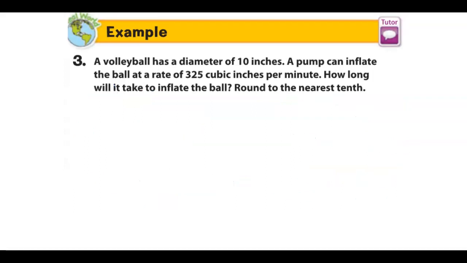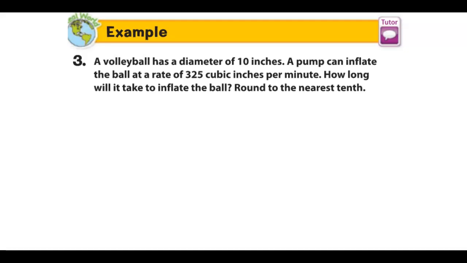All right, number 3 coming up next. The volleyball has a diameter of 10 inches. That means the radius is 5. Remember that, you guys. A pump can inflate the ball at a rate of 325 cubic inches per minute. How long will it take to inflate the ball, round to the nearest tenths?